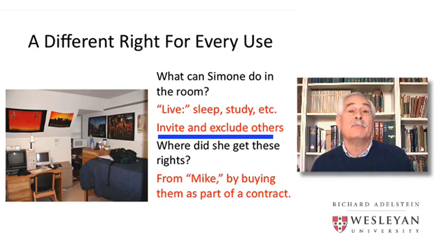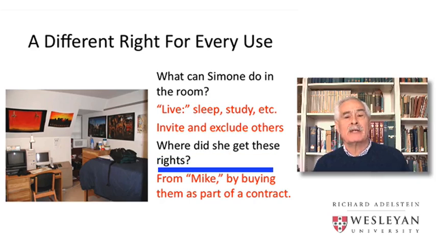That is, because she controls entry into the room for the purposes of studying and so on, she can invite some people in, and she can exclude other people by simply not inviting them in and closing the door on them. Where did Simone get these rights? Well, at our university, she got the rights in a housing contract between her and Wesleyan.